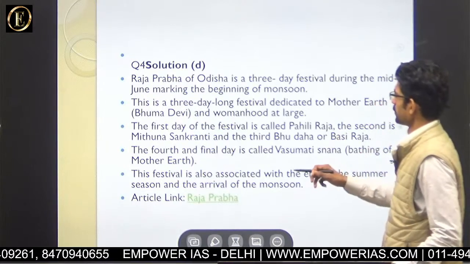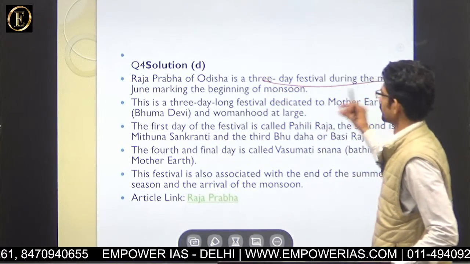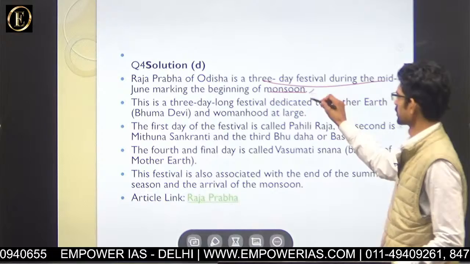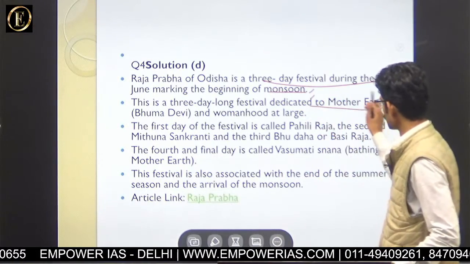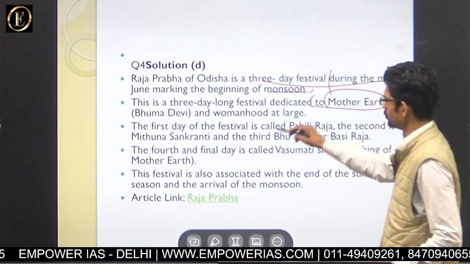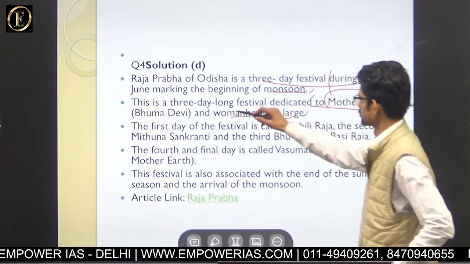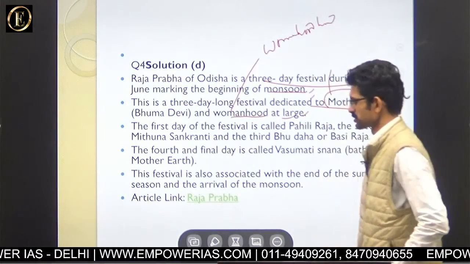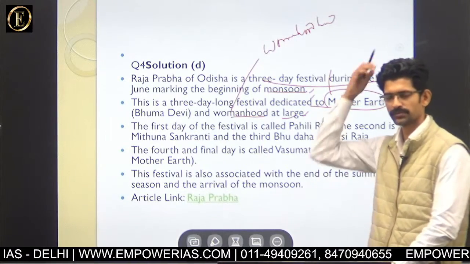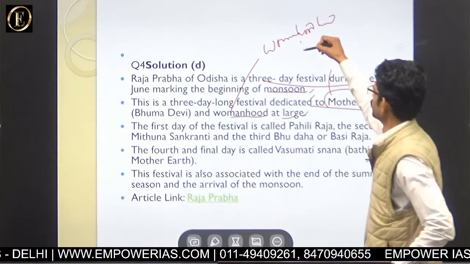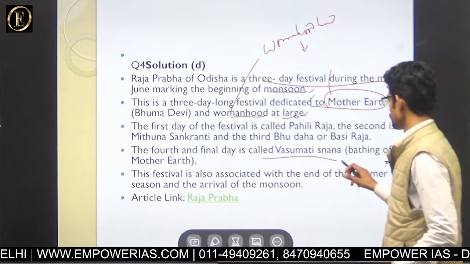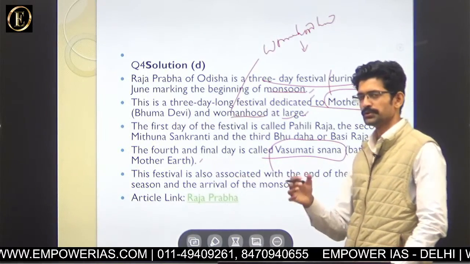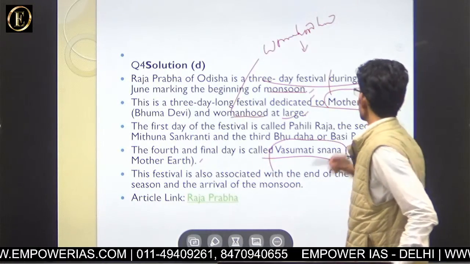Now, Raja Parba of Odisha is a 3-day festival during mid-June, in the monsoon. When is the Raja festival held? In the monsoon in Odisha. And it is dedicated to Mother Earth, Bhoomi Mata, and womanhood at large. So it is again a womanhood celebration. Such issues are asked by the UPSC in terms of women and festivals for women's emancipation. It is called Vasumati Snana, the bathing of Mother Earth. In this festival, the ritual of bathing Mother Earth is performed.